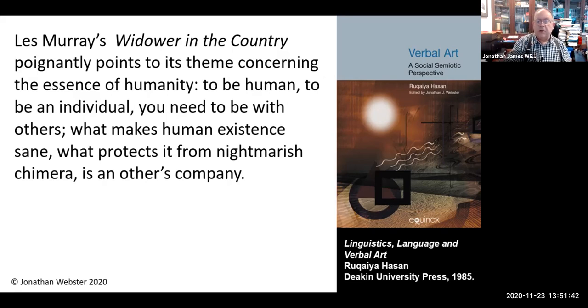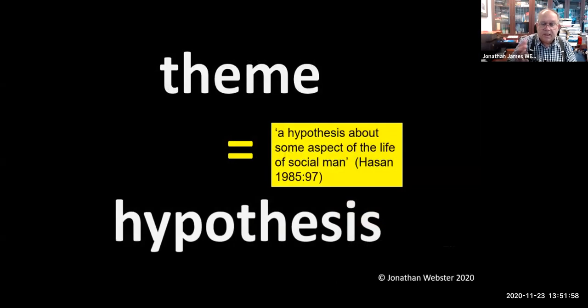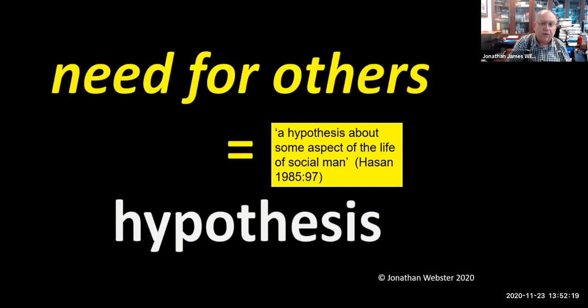Les Murray's Widower in the Country, she says, points to its theme concerning the essence of humanity: to be human, to be an individual, you need to be with others. What makes human existence sane, what protects it from nightmarish chimeras, is others' company. This is the theme. He has created, by contrast, at several levels that consistently can be identified within the text, pointing to a particular overall meaning, pointing to this theme, pointing to this hypothesis. Need for others.